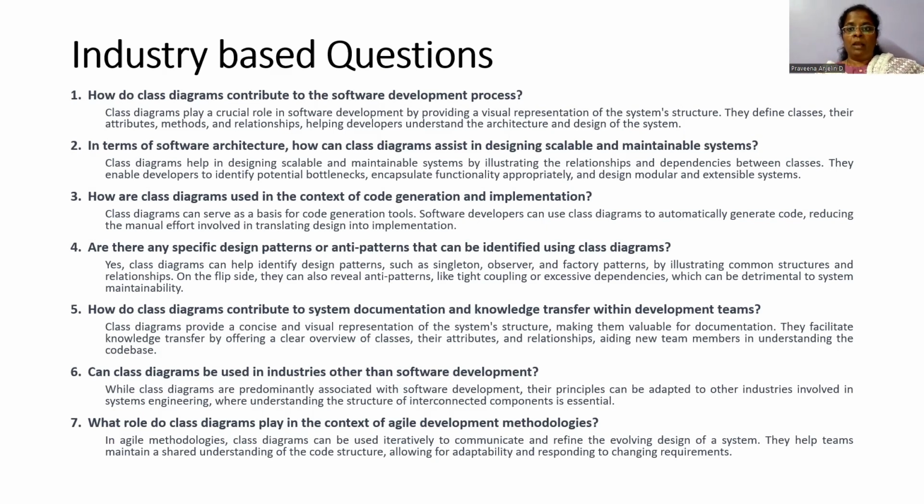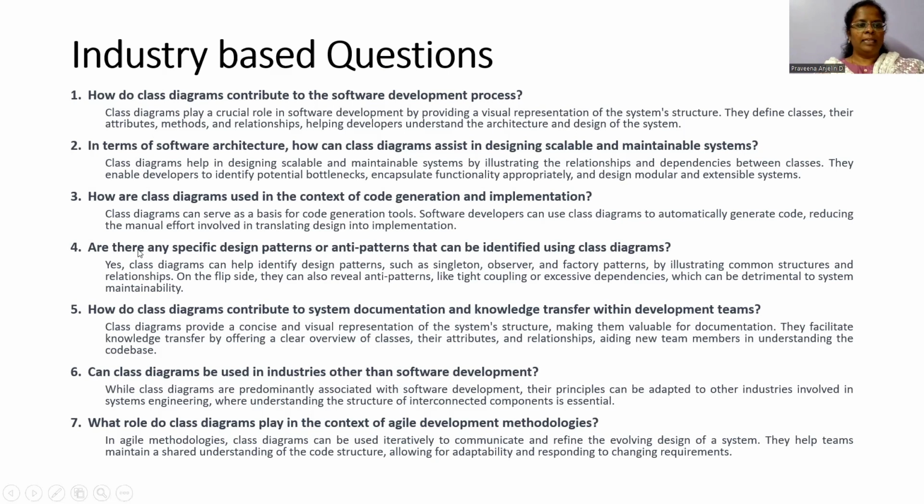Otherwise, we cannot satisfy the customer's requirement. So, what this class diagram is doing is that it will automatically generate code, reducing the manual effort involved in translating design. So, from the design to implementation, this will automatically generate the code based on the relationships we have mentioned in it, right?